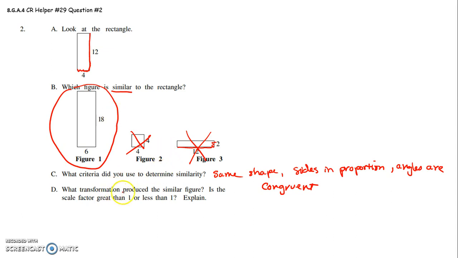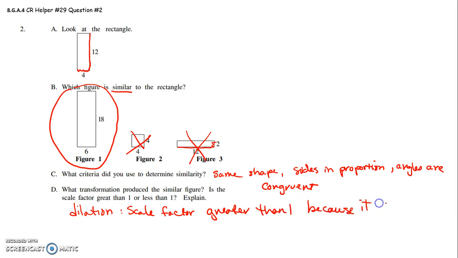It says, what transformation produced the similar figure? All right, it was a dilation. Is the scale factor greater than or less than 1? Okay, I'm going to tell you the actual scale factor. The scale factor has to be greater than 1 because it produced a larger rectangle.